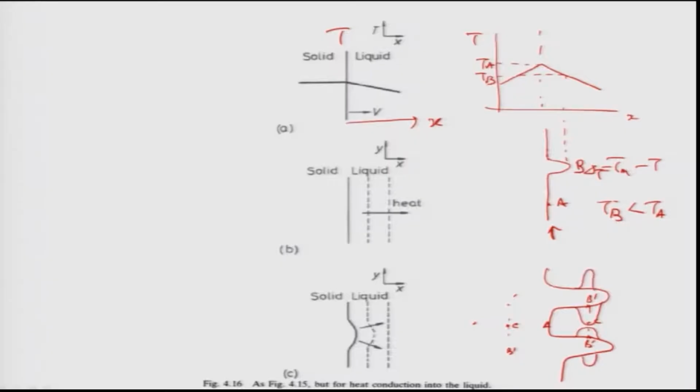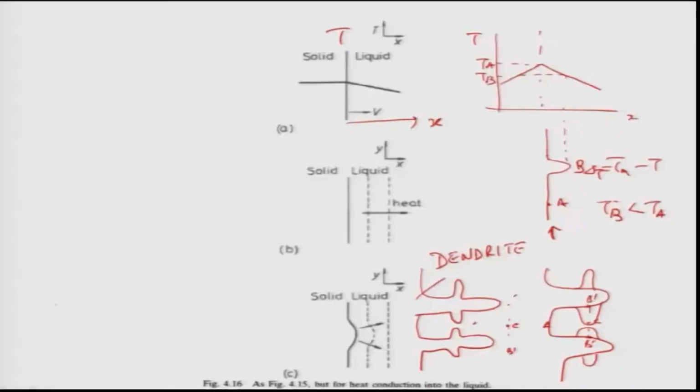So finally, if I have to draw the whole picture, a tree-like structure will form, and this tree-like structure which forms on the interface is known as a dendrite. Dendrite is a word originating from the Greek word dendron, and dendron means tree. So finally we can create a very large tree-like structure like this.